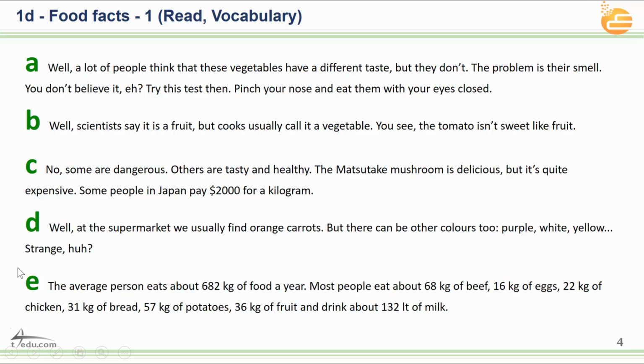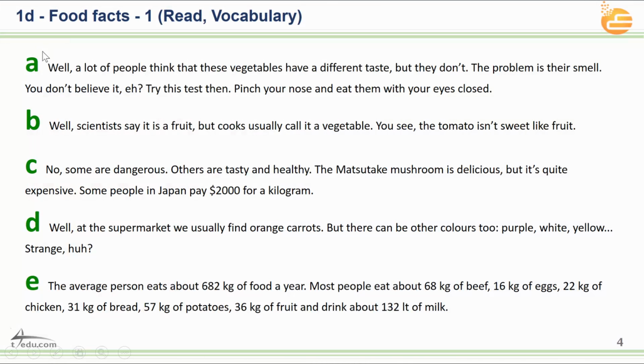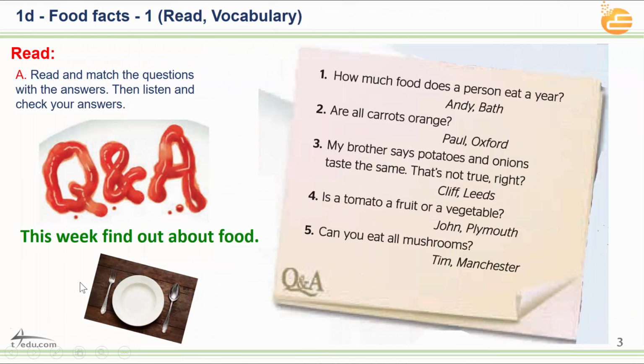A, B, C, D, E. So we can say there are 5 answers, 5 questions with 5 answers. We want to know for each question, for example, question number 1, what is the best answer, or what is the answer for this question? Is it A or B or C or D or maybe E? Okay, let's go back. I want you now to listen. Everyone listen. Then we will get back together to check our answers.